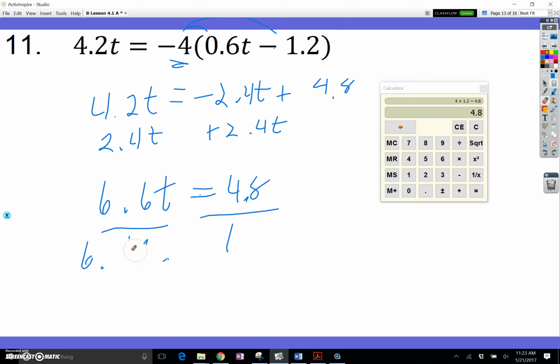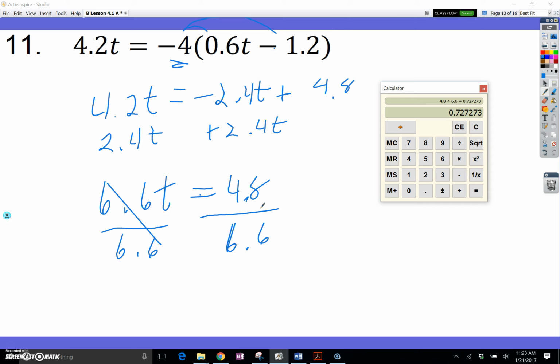Sorry, let me get this all cleaned up. I'm trying to get t by itself, so I'm going to divide both sides by 6.6. So this is going to cancel, and you're going to be left with 0.727273.